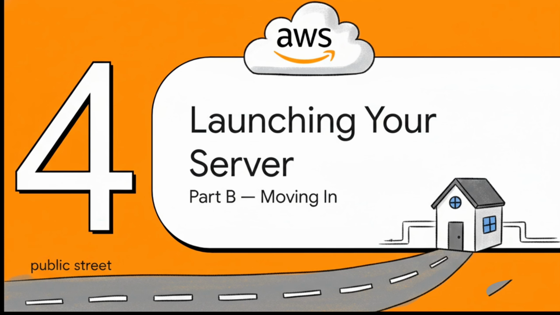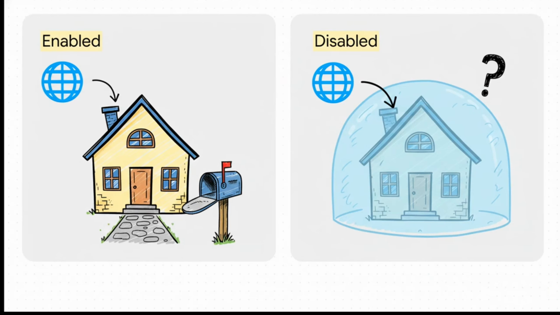So it's time for part B, building our house, the EC2 server, and actually moving it onto the street. Now, as you're launching your server, you're going to hit this one setting that is absolutely critical: auto-assign public IP. If you turn this on, it's like getting a public mailing address that the whole world can use to find your house. If you leave it off, your house is basically invisible from the outside. So for a public web server, you've got to have this enabled.